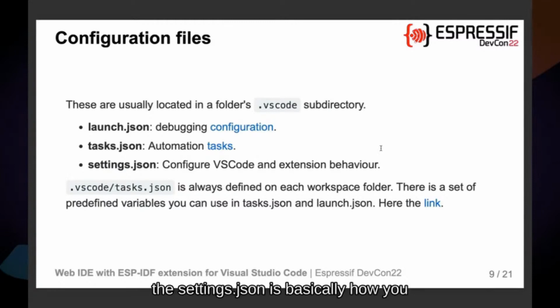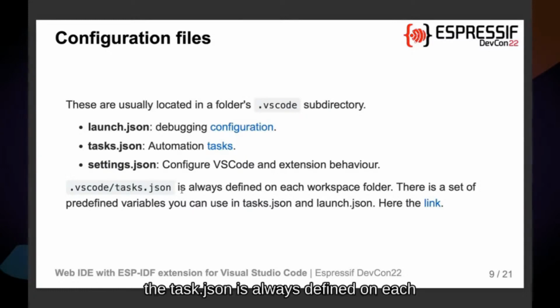The settings.json is basically how you configure Visual Studio Code and our extension behavior. So for example, you can define the baud rate for the monitor. You can define the serial port that you're going to use for a specific project or workspace folder, etc.